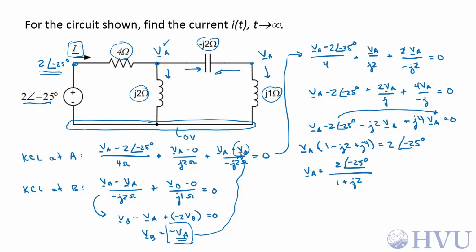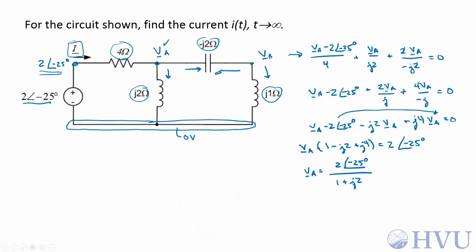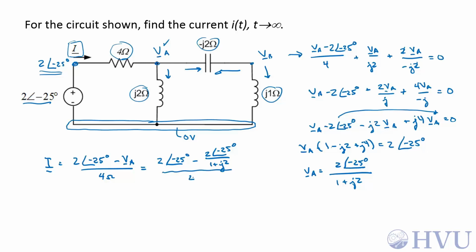Now I'm going to make a little bit more room to work over here. I don't need these equations anymore. So now, as I said before, the current phasor I is the voltage 2 at an angle of minus 25 degrees minus V sub A over 4 ohms, which becomes 2 at an angle of minus 25 degrees minus V sub A, which is 2 at an angle of minus 25 degrees over 1 plus J2, over 4 ohms.